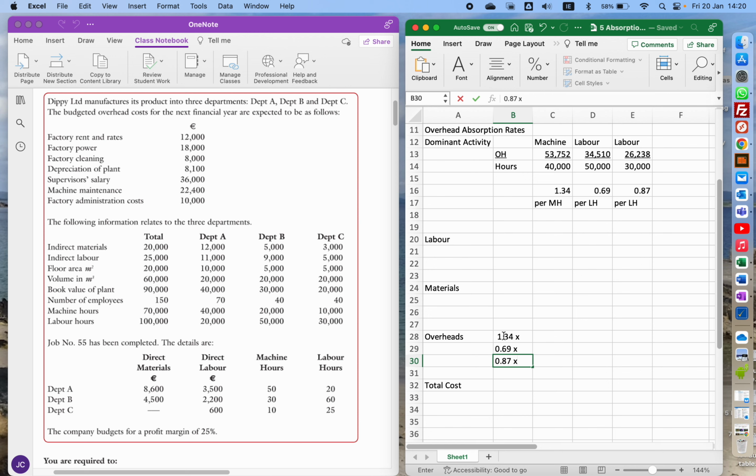Okay, here we don't know what this business does, but Department A and B, obviously they use up materials as part of their manufacturing process. Department C doesn't need to spend any money on materials.